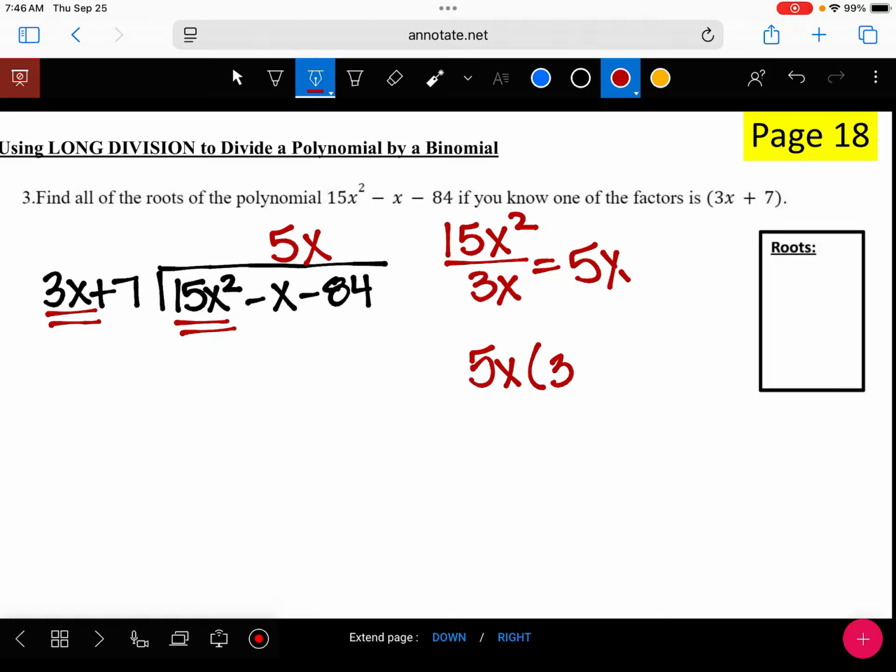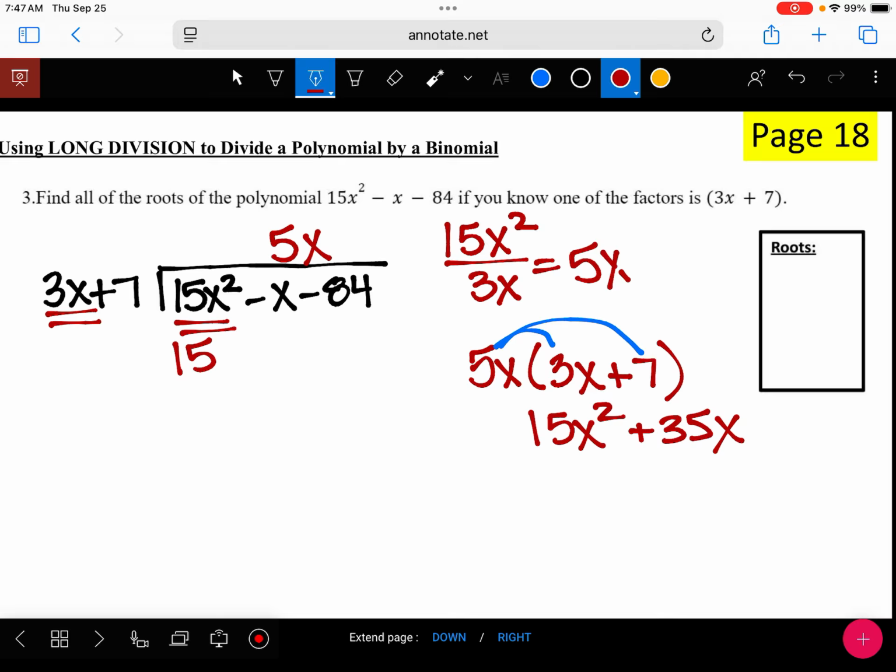Then you're going to take 5x and multiply that by 3x plus 7. So go ahead and do that. What's 5x times 3x? 15x squared. Yep, 15x squared. And then we have 7 times 5x. 35x. So I'm going to bring that over here. But when I bring it over, I'm going to change the signs. I'm going to flip them both.